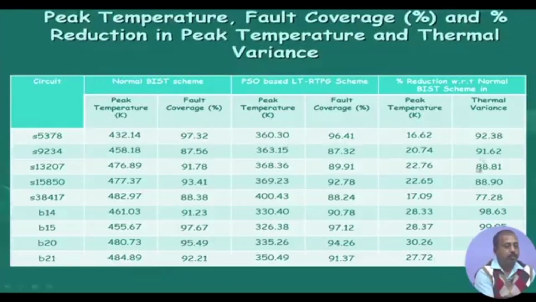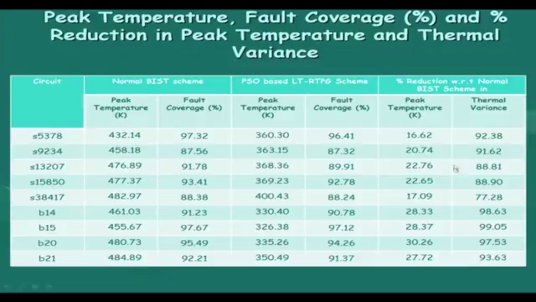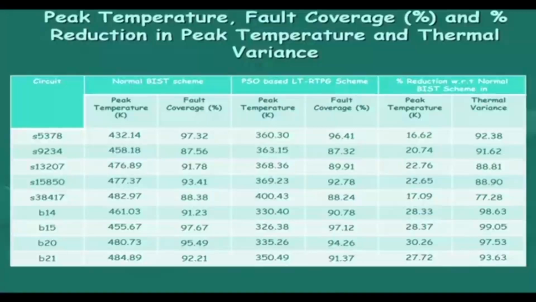So, you see that there is a huge improvement in the thermal variation, and also considerable improvement in the peak temperature. Of course, fault coverage reduces because the emphasis is more on the criticality factor, which tries to minimize the temperature rather than improve the fault coverage. So, fault coverage suffers. This can be taken care of by running the PSO for more generations, or by making the LFSR run for more cycles.